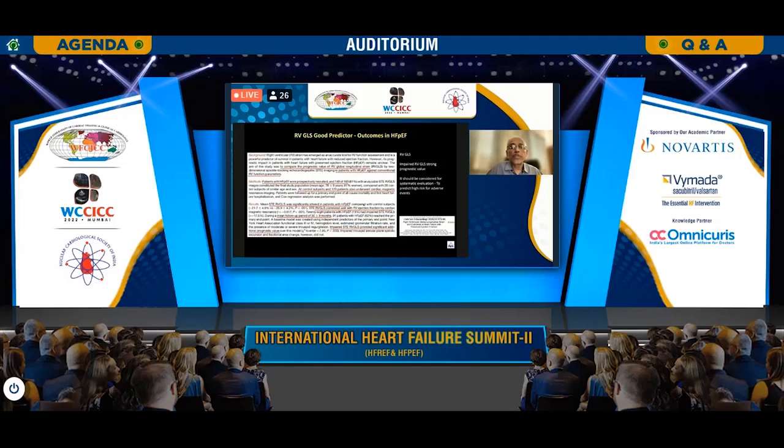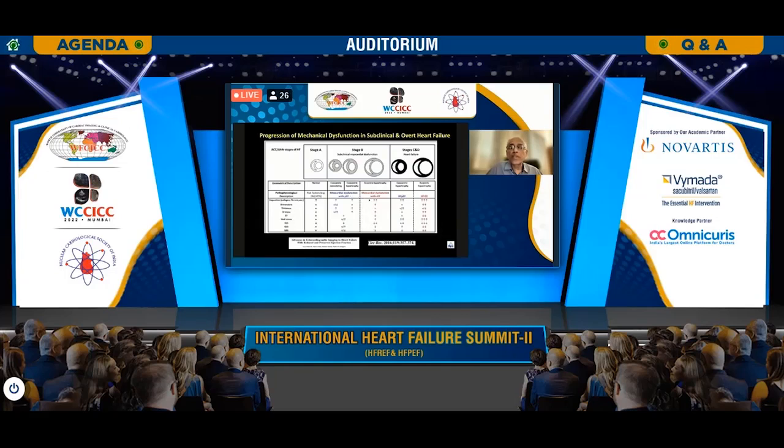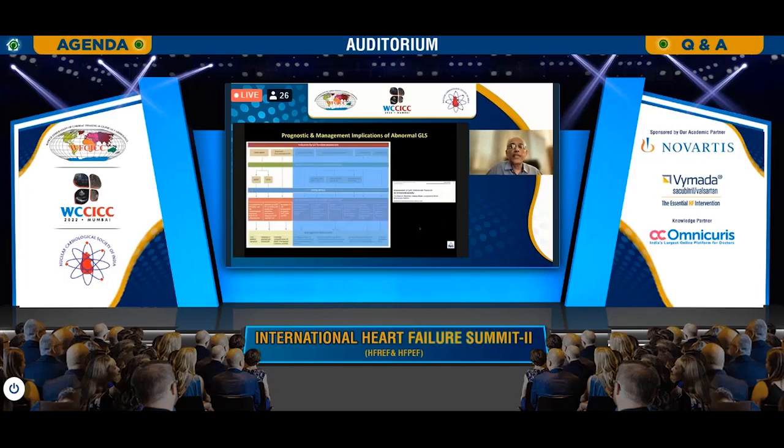There's always this controversy of whether one should use the free wall strain or whether it should be combined with the septum also. So this is just a comparison of how to look at the GLS in terms of subclinical and overt failure. So you can see that the GLS progressively declines as the stage in heart failure worsens, and the circumferential strain initially is normal, compensates, and over a period of time, this also declines here.